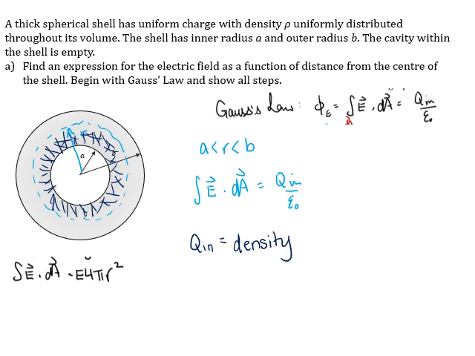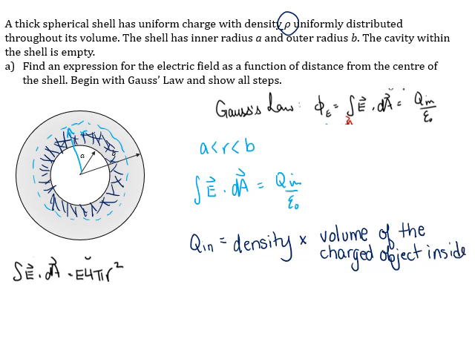So our density, that's given with our symbol of rho, and we have to multiply it by the volume of the charged object inside the Gaussian surface. Okay, we know that the white space doesn't have any charge, so it's only this bit here that has charge, so we have to find the volume of this bit. Okay, so the density, that's easy enough. That's rho.